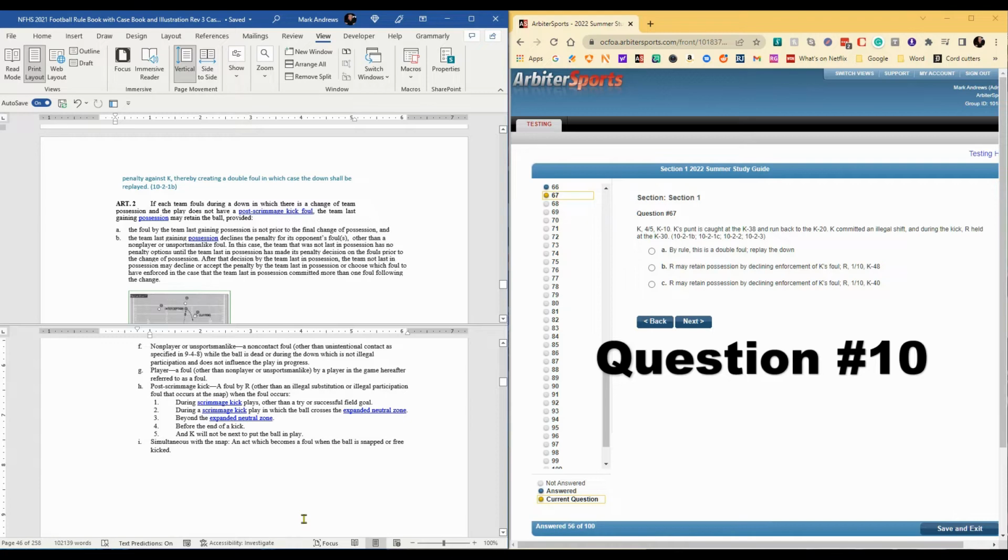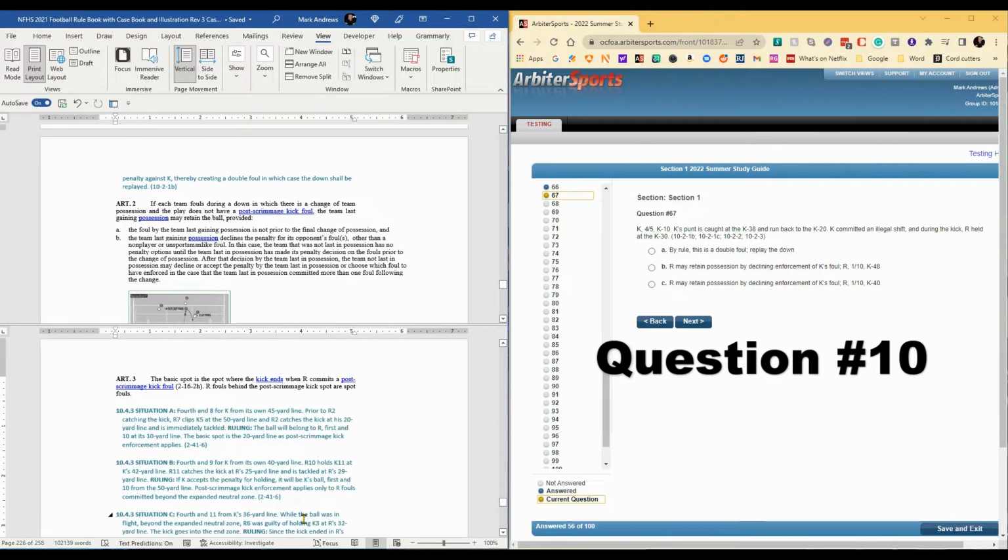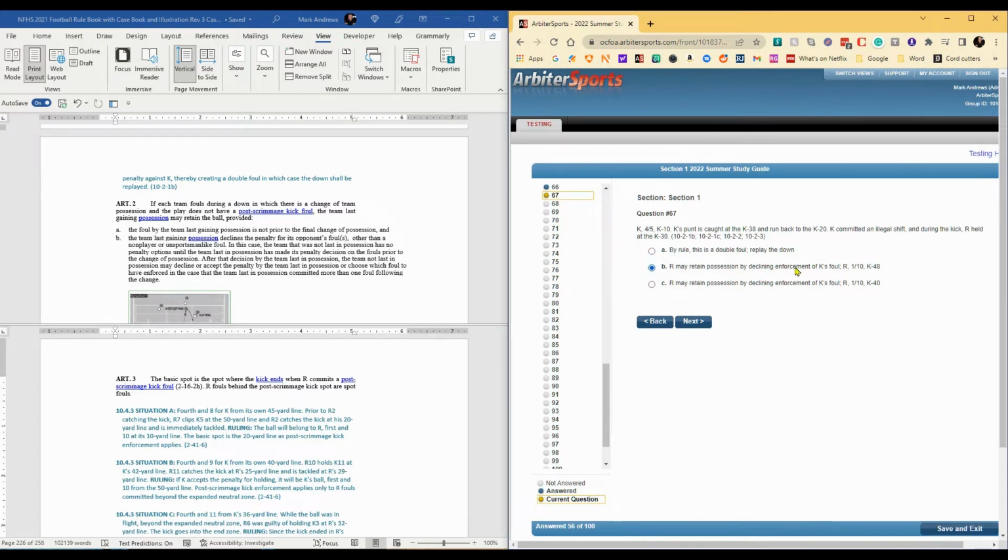Okay, so this is a post-scrimmage kick foul, and it has special enforcement. The basic spot for a post-scrimmage kick foul is where the kick ends. The kick ends when a player gains possession or when a ball becomes dead while not in player possession. So where did R gain possession? R gained possession at the K38. So the penalty enforcement spot is the K38. It's a 10-yard penalty for holding. So the answer is B. R may retain possession by declining enforcement of K's foul. R 1st and 10 at the K48.